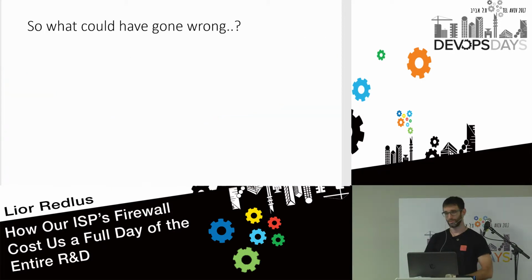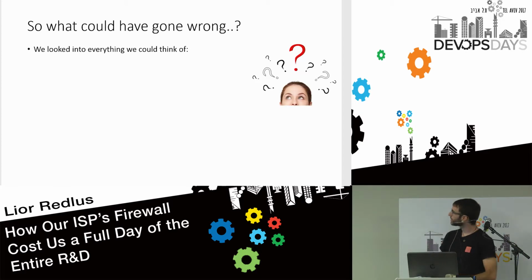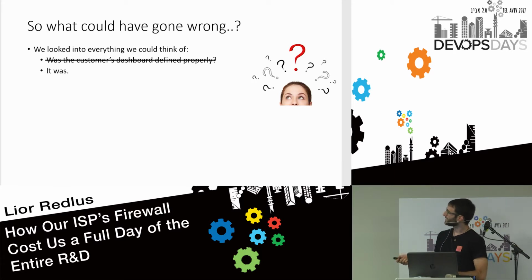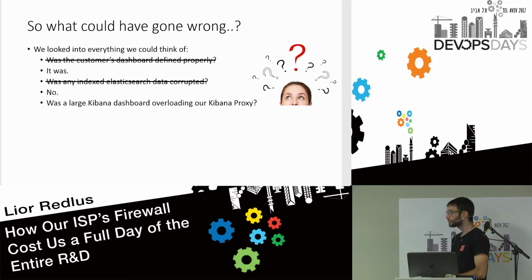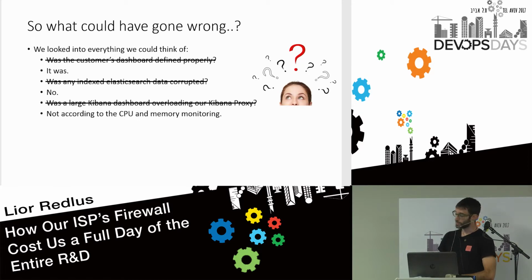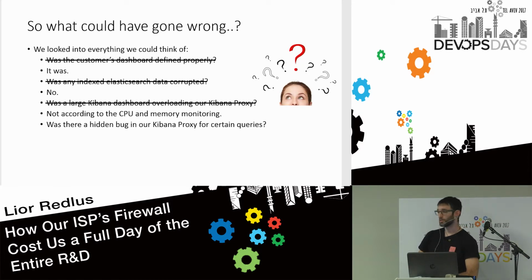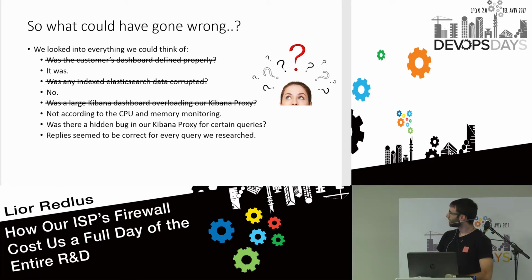But what could have gone wrong then? So we tried investigating everything we could think of. Maybe some of the customer's dashboard queries were not properly defined, but everything was okay. Then we looked at the Elasticsearch data. Maybe there was some corruption, but everything was okay again. And what about our Kibana proxy? This is our sweet spot that we developed. Maybe it had some overloading for all the dashboards that he was loading. Well, not according to our monitoring. Or maybe it was certain queries where we had a bug, but none that we could think of.